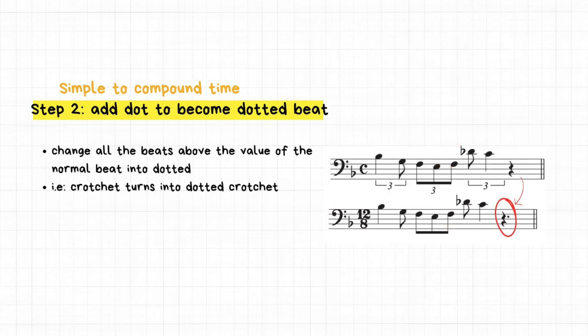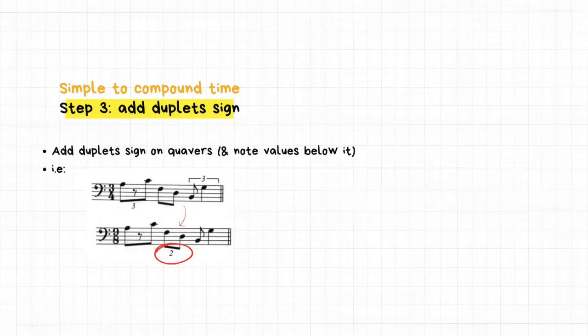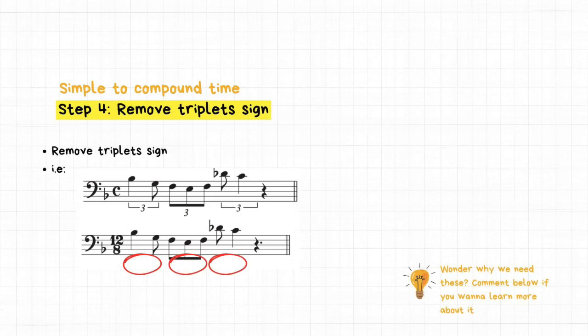Step 2. Add a dot to become a dotted beat. We should change all the beats above the value of the normal beat into dotted. For example, a crotchet will turn into a dotted crotchet. And step 3. Add a duplet sign. So we add duplet signs on quavers or any note values below it. Just like in this example. And the final step, step 4, which is to remove the triplet sign, just as illustrated.